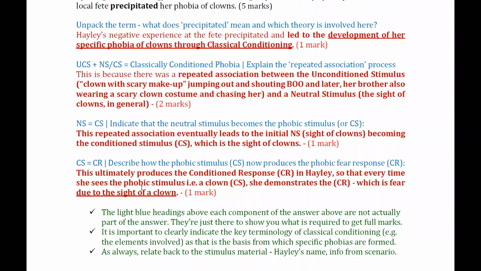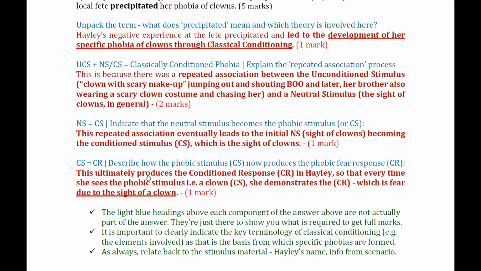And then the last part is you talking about how now the conditioned stimulus produces the conditioned response. So this ultimately produces the conditioned response in Hayley, so that every time she sees the phobic stimulus, aka the conditioned stimulus, aka the clown, she demonstrates the conditioned response, which is the phobic fear response, which is fear due to the sight of a clown, or due to clowns, depending on how you've worded that. So that would essentially get you the 5 marks there.